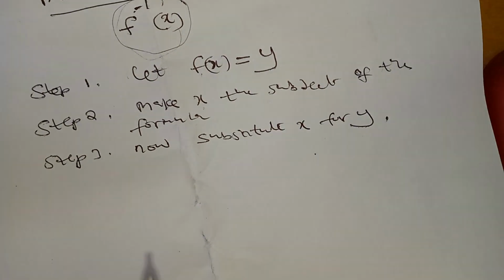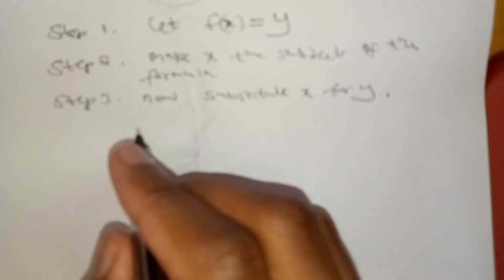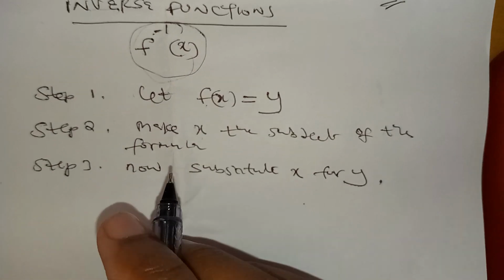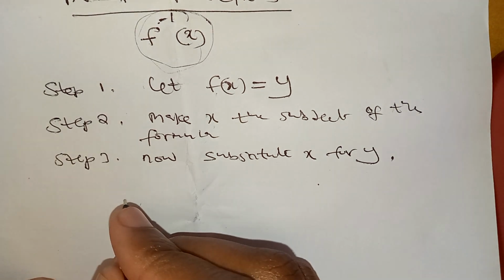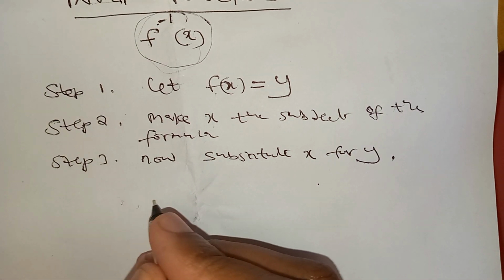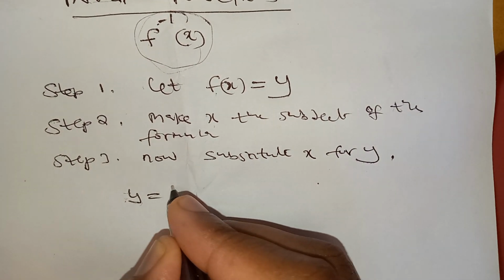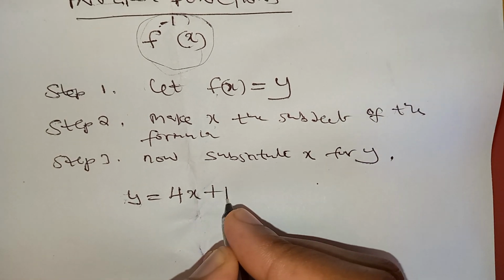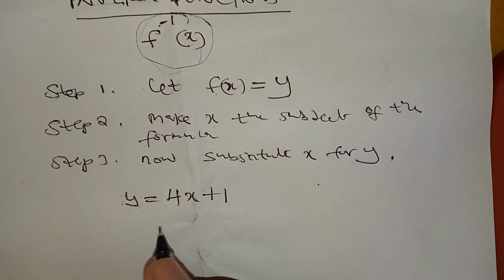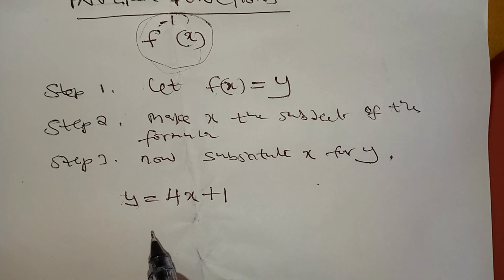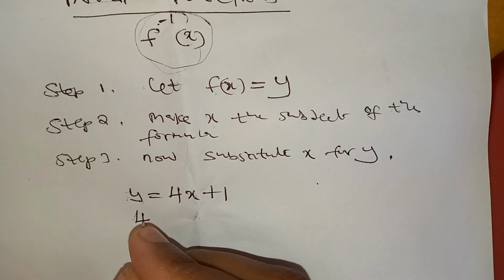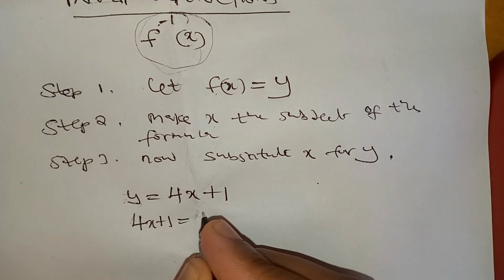So I'll just take examples here. For example, say we have this function. Let's say maybe y is equals to 4x plus 1. We make x the subject of the formula. So what happens here is we're going to apply some rules, this is just basic algebra. So you can also rewrite this as 4x plus 1 is equals to y.